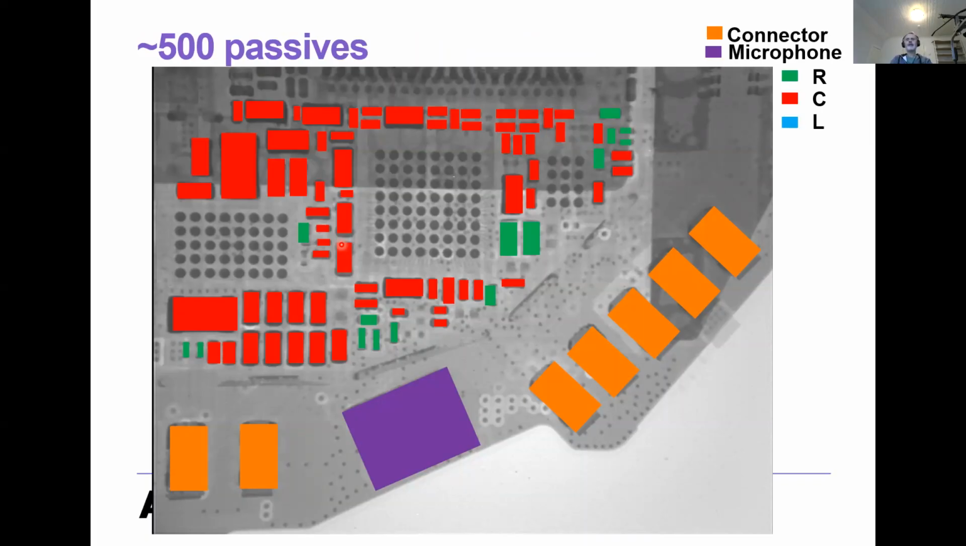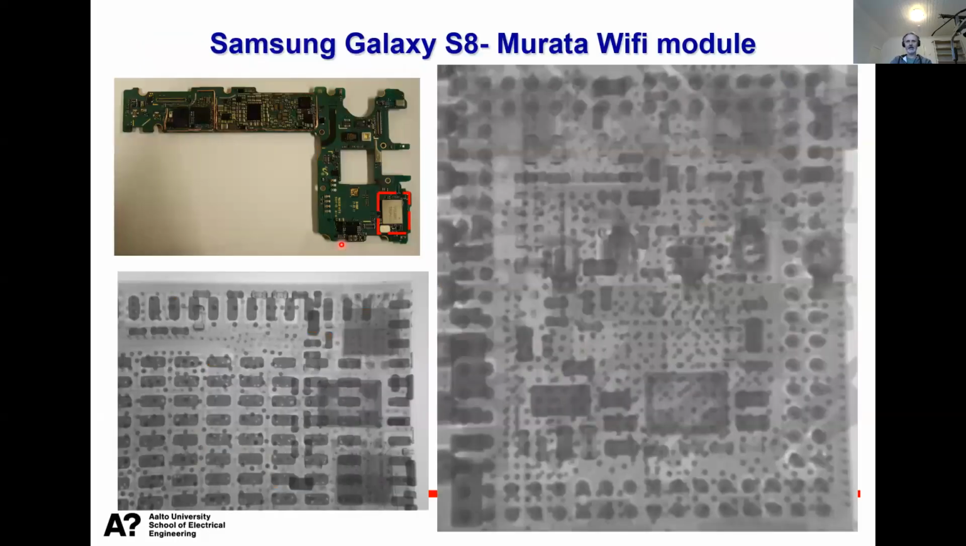Sorry. So this was just an example of the huge number of passives and different sizes of passives. And here I have another example, and this is from the Samsung Galaxy S8 phone, which was our reverse engineering topic, let's say 3 years ago, and maybe also some of the components we will study also this year in the MMI course. But this is now from the Wi-Fi module. So it is highlighted here.